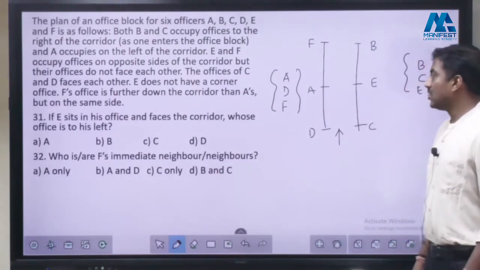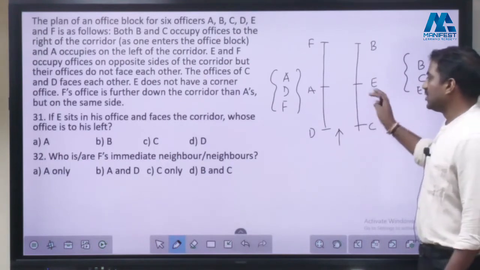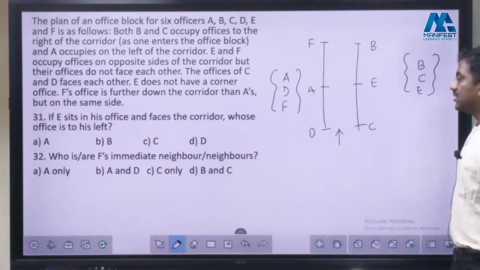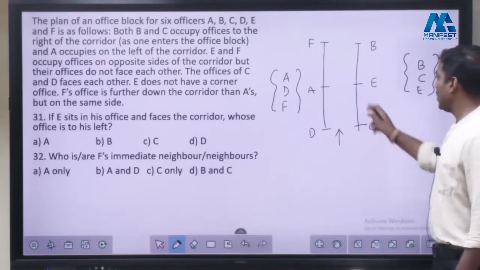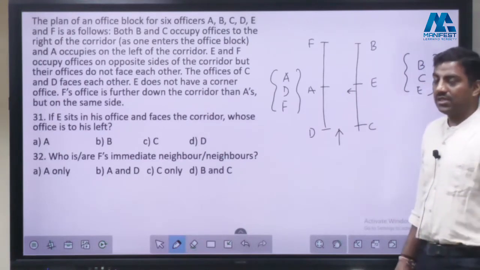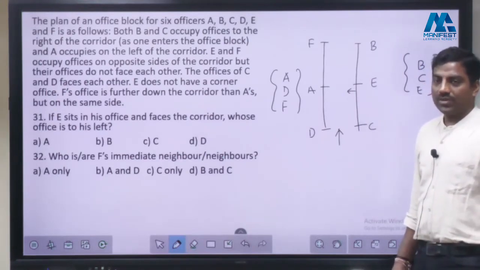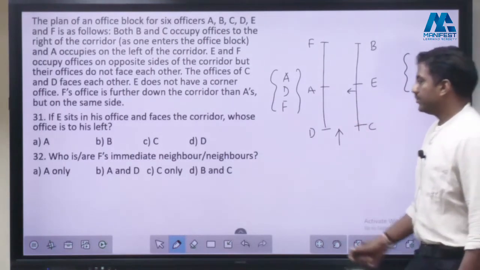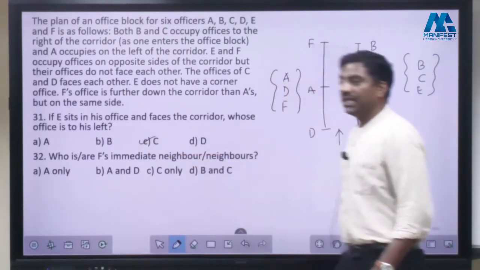If E sits in his office and faces the corridor, whose office is to his left? So if he is facing the corridor, whose office is to his left? He is looking like this. So C is to the left of E. Done?